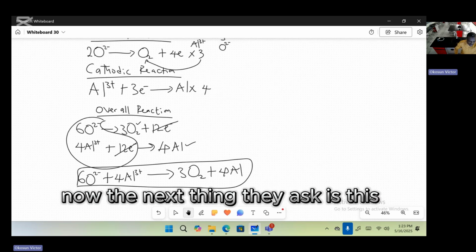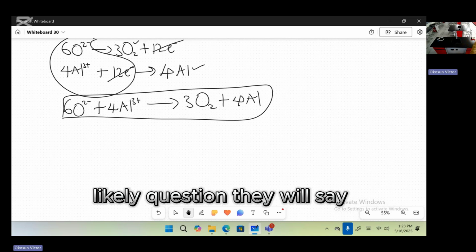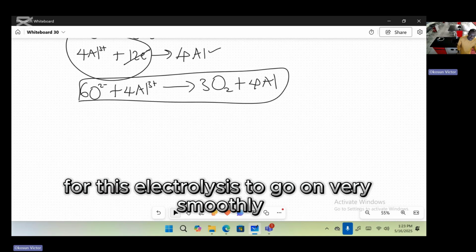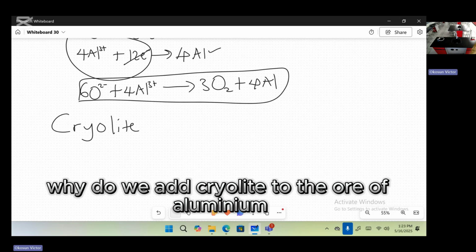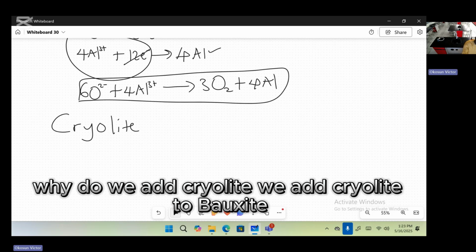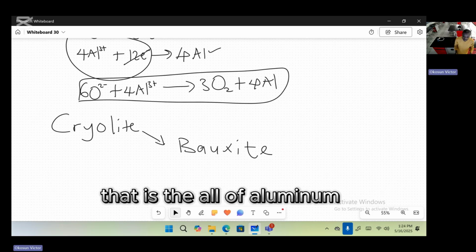Now the next thing they ask is this. They will ask you this question, a likely question. Please pay attention. They will say, for this electrolysis to go on very smoothly, why do we add cryolite? This is the spec. Why do we add cryolite to the ore of aluminium? Why do we add cryolite to bauxite? That is the ore of aluminium.